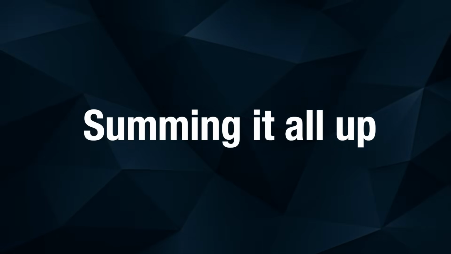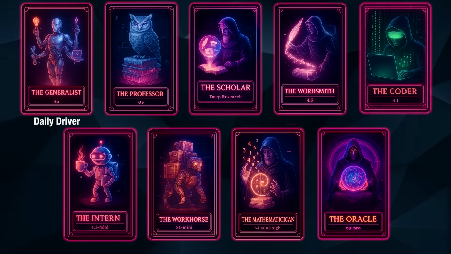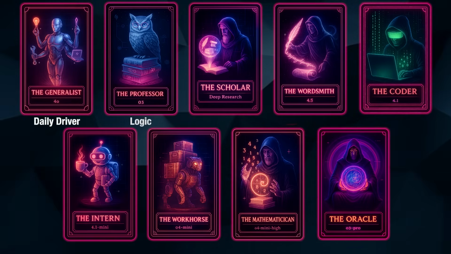So here is the bottom line. Every model has a purpose, but most people stick with just one. If you're using 4.0 for everything, you're leaving accuracy, creativity, and powerful features on the table. Use the Generalist as your daily driver. Use the Professor when you need logic.